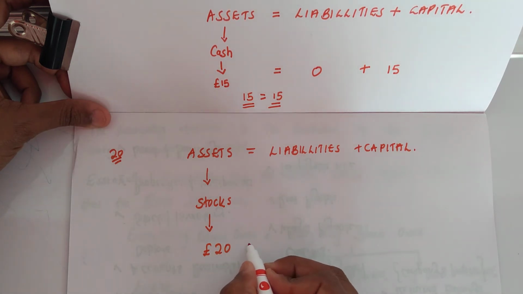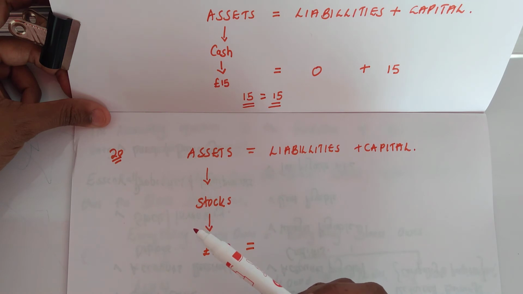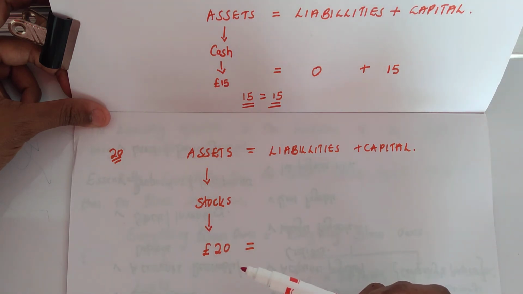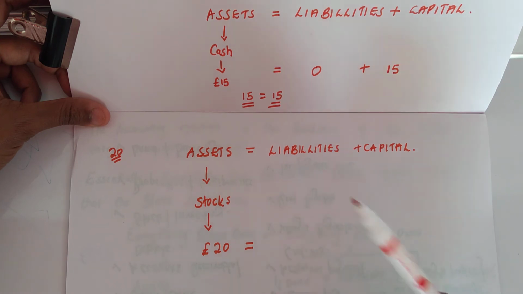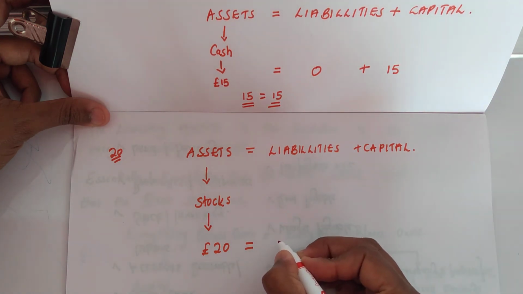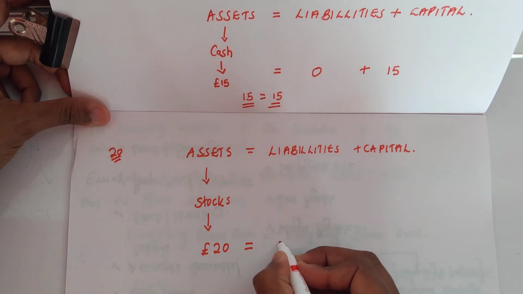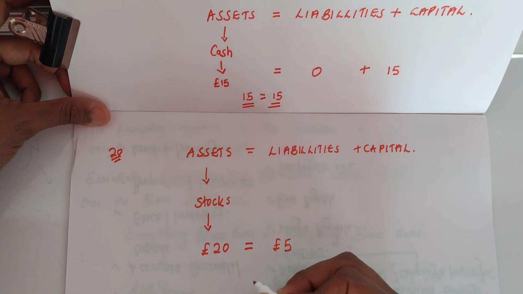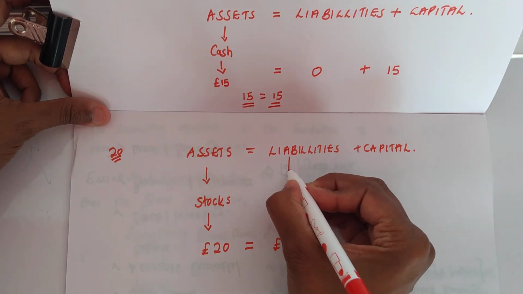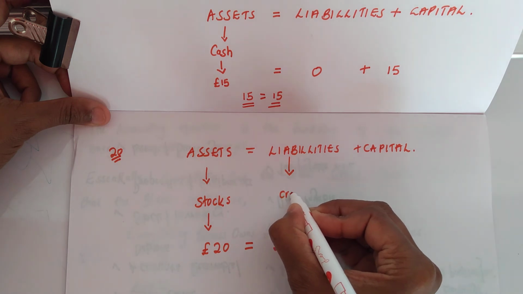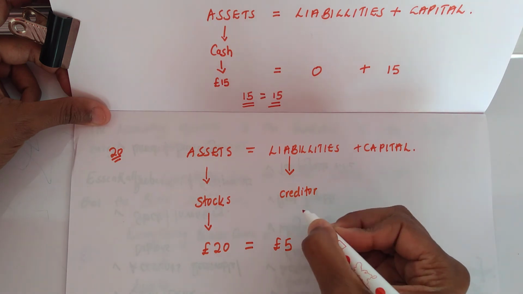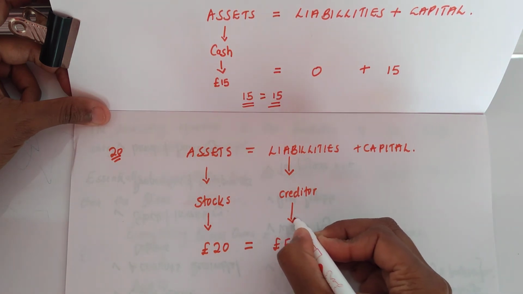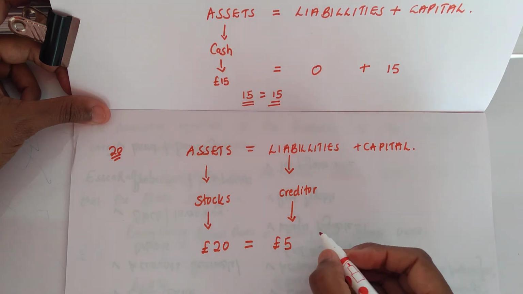Now the £20 here will equal, she went to the shop, she only had £15 in her pocket, but she bought stocks worth £20, so she owes the shop owner £5. So now she is in debt to a third party, the shop owner, of £5. Now if you come to liabilities, she has a creditor. If you owe your supplier a certain amount of money, that supplier is your creditor, and this creditor is owed £5 by Mary. And then you come to the capital.